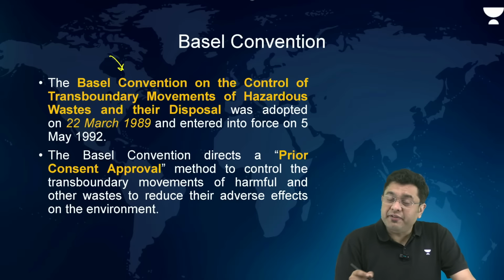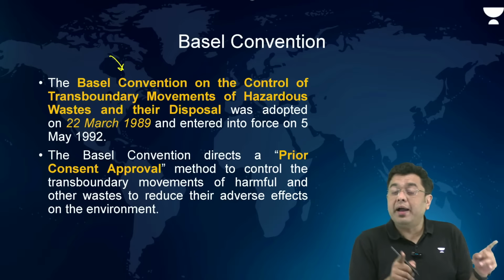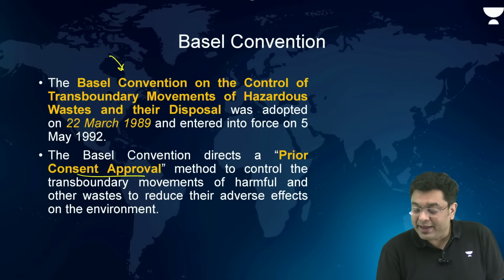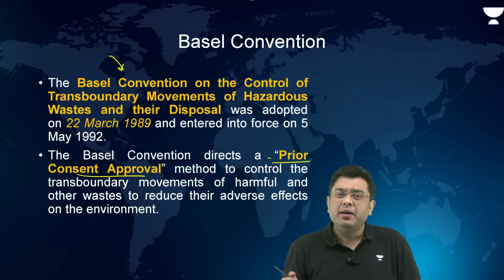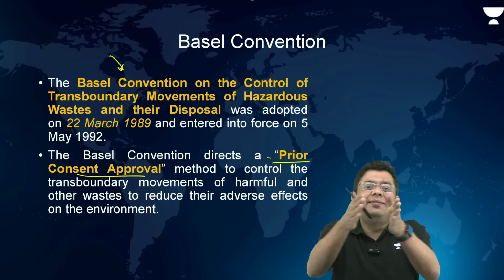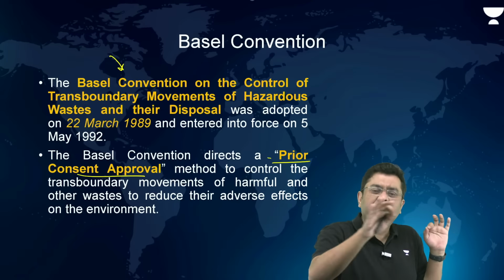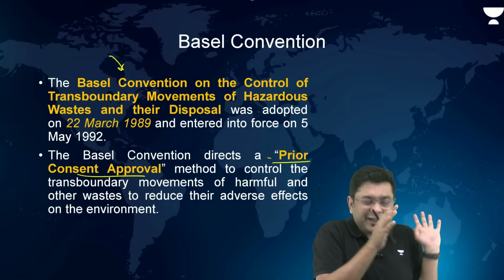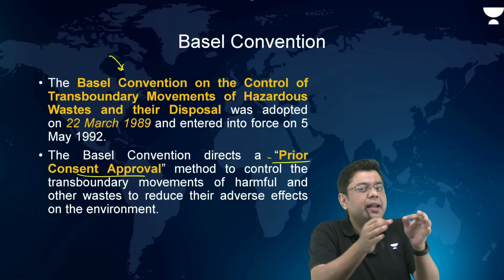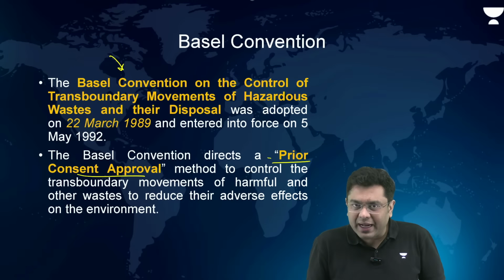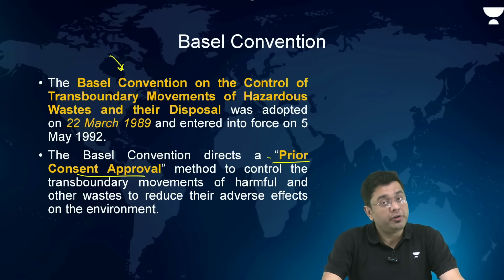Now, the Basel Convention also included prior informed consent approval, right? If a country is sending some hazardous material to another country, the other country has to give prior consent approval, agreeing that these are the contents being sent and that they are okay with that. So that is very much required.